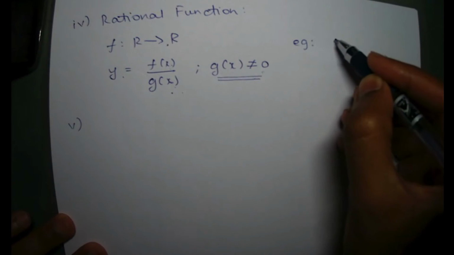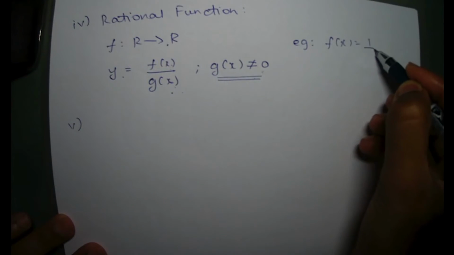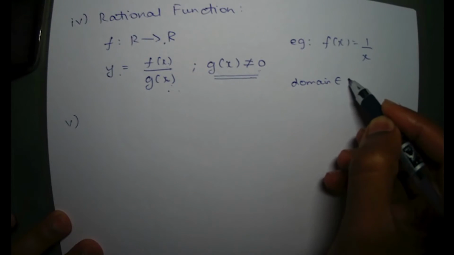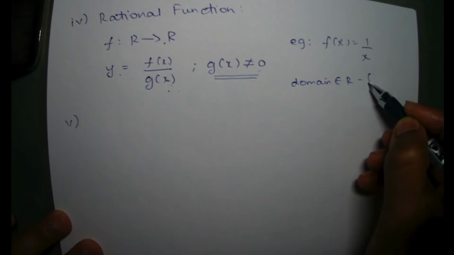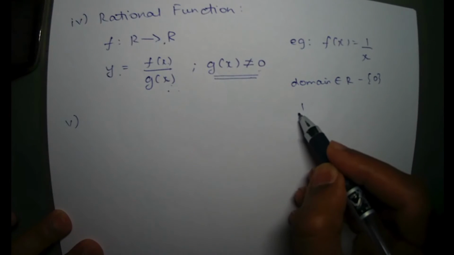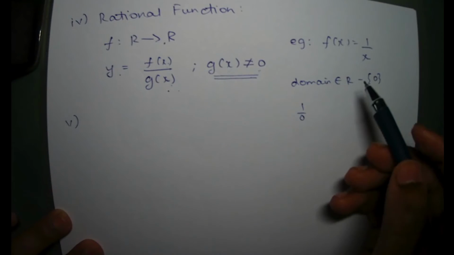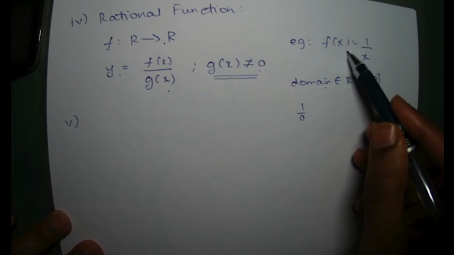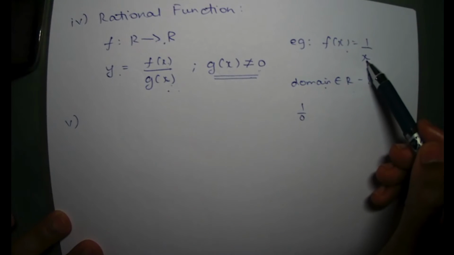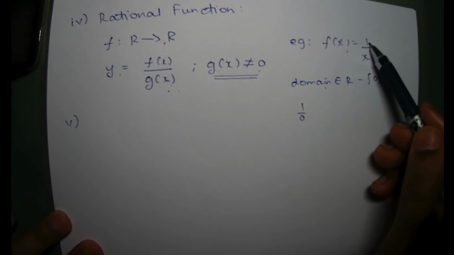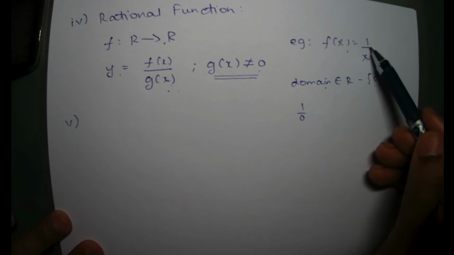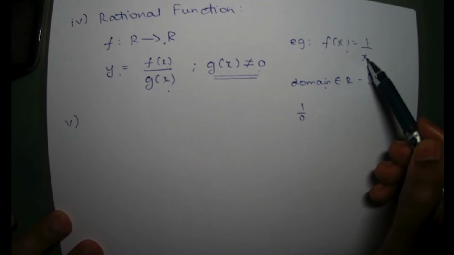An example of this is f of x is equal to 1 by x. We see that the domain can be natural numbers, but we have to exclude the value 0 here, because if we put x is equal to 0, we get the value as 1 by 0, which is not defined. So the domain for this example is all real numbers except 0, and this is an example of a rational function. One is a constant function and x is an identity function. So once we have that in a fraction form, we get a rational function.